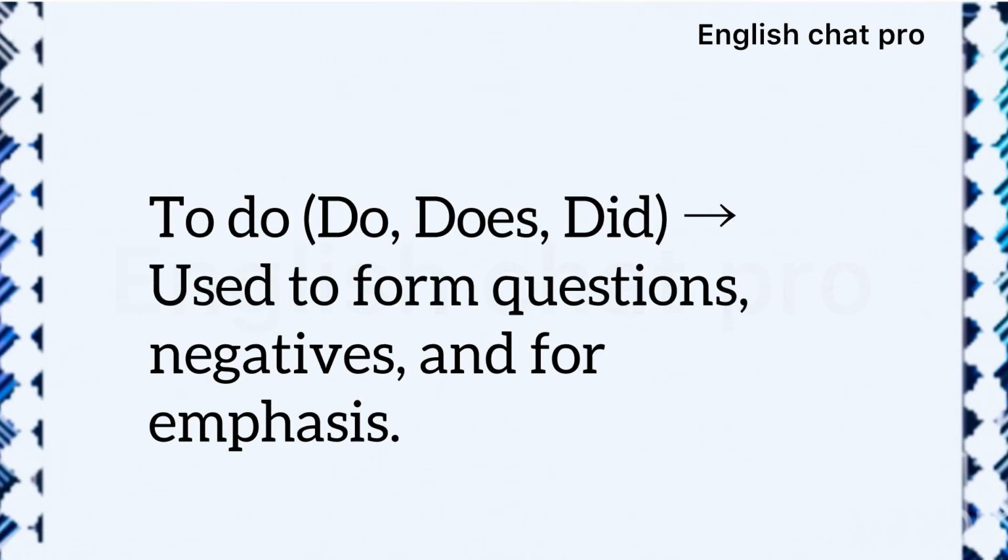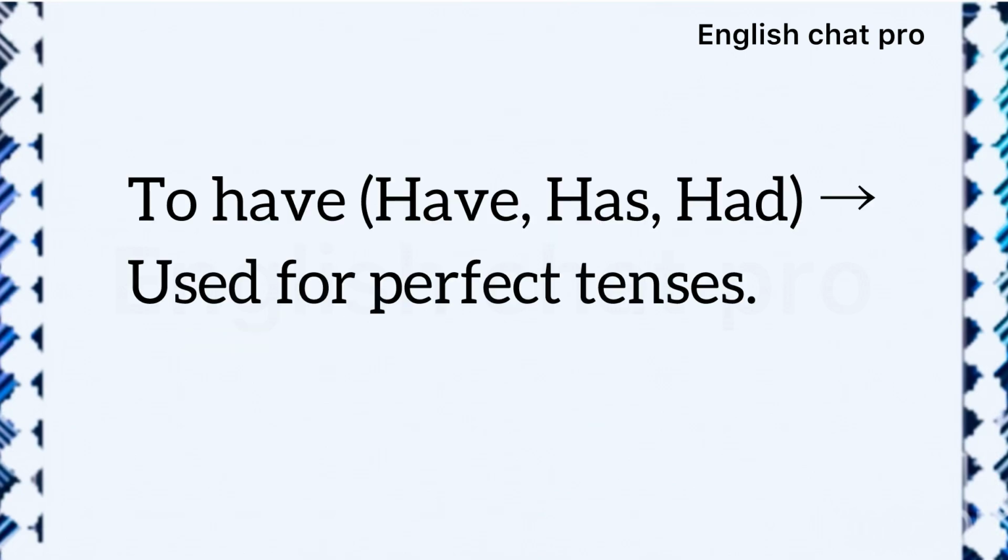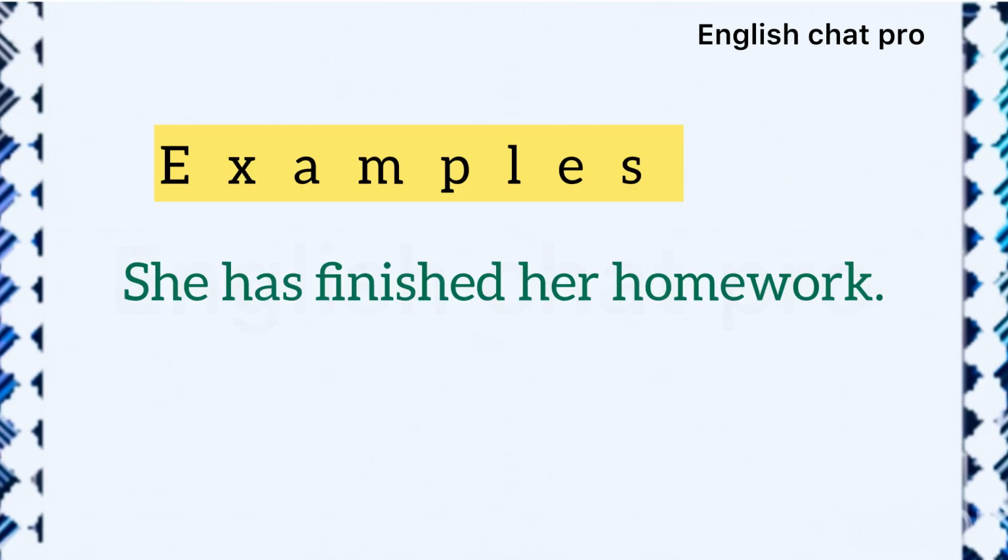To do: do, does, did, used to form questions, negatives, and for emphasis. Do you like coffee? I do like this movie. To have: have, has, had, used for perfect tenses. She has finished her homework.